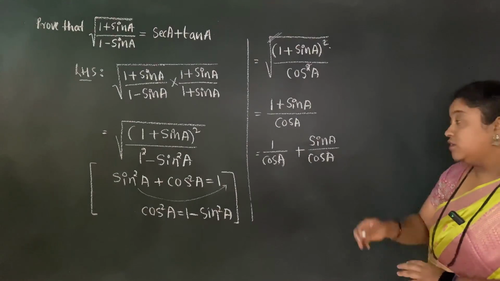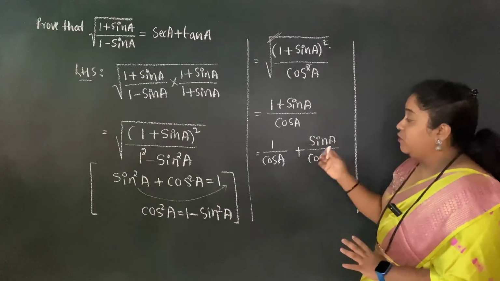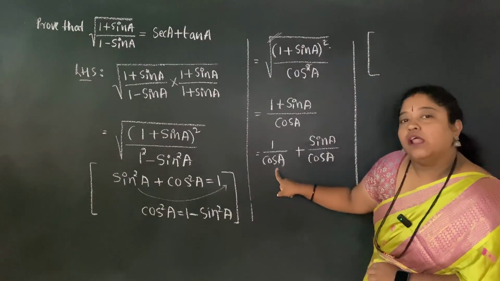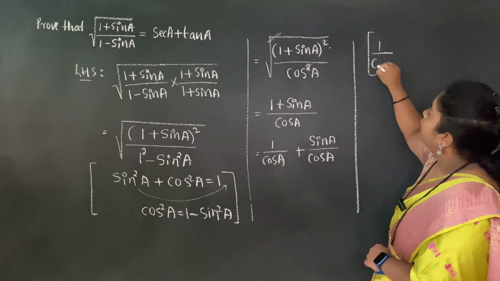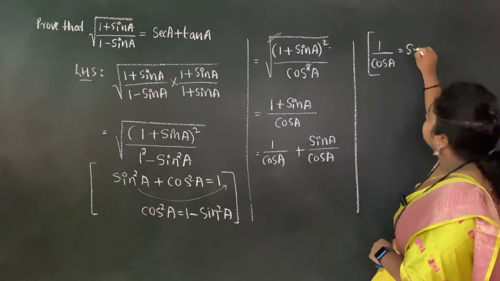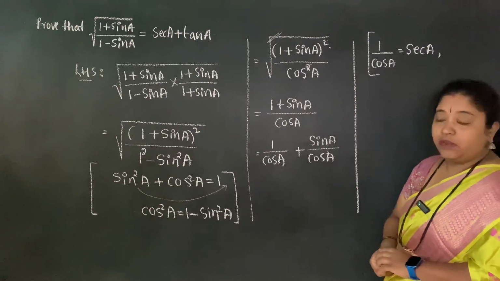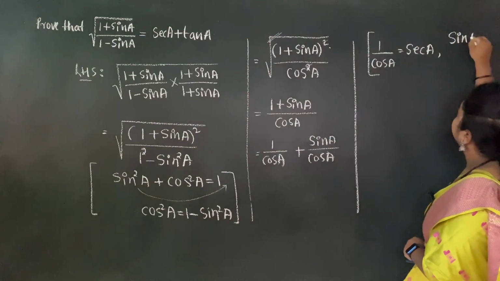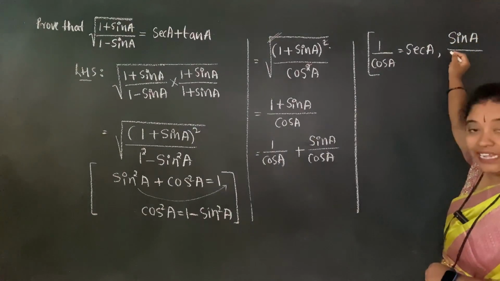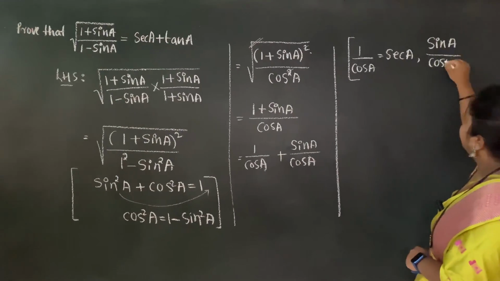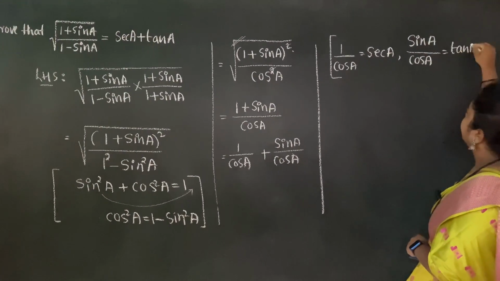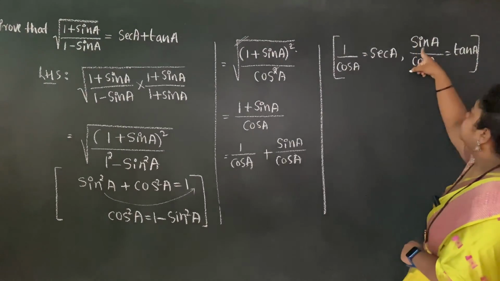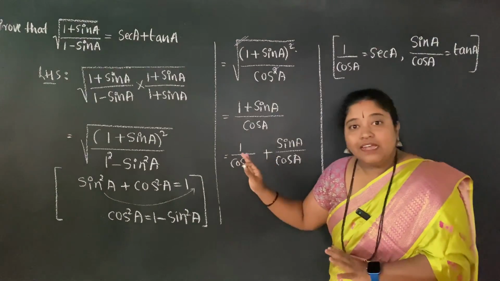Now use the relations with respect to sine and tan. You have to remember them. Who is the reciprocal of cos? 1 by cos A is nothing but who, dear? Sec A. You have to remember it. And sine A by cos A, we have already remembered the trigonometric identities and relations. Yes or no? Sine A by cos A is nothing but tan A. These two you have to remember. 1 by cos A is nothing but sec A. Sine A by cos A is nothing but tan A.